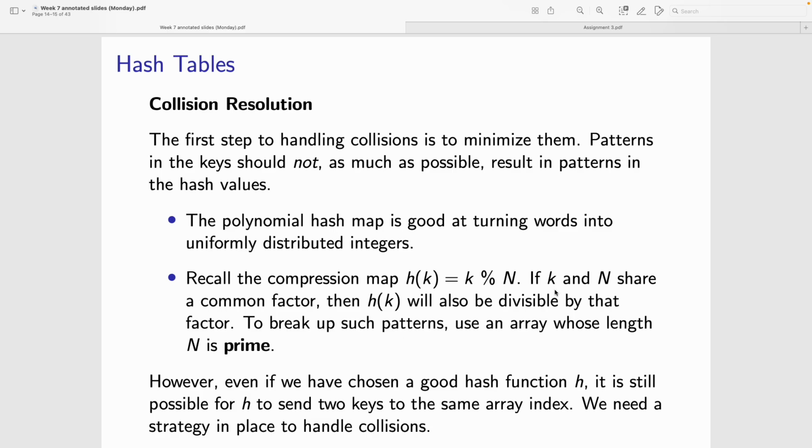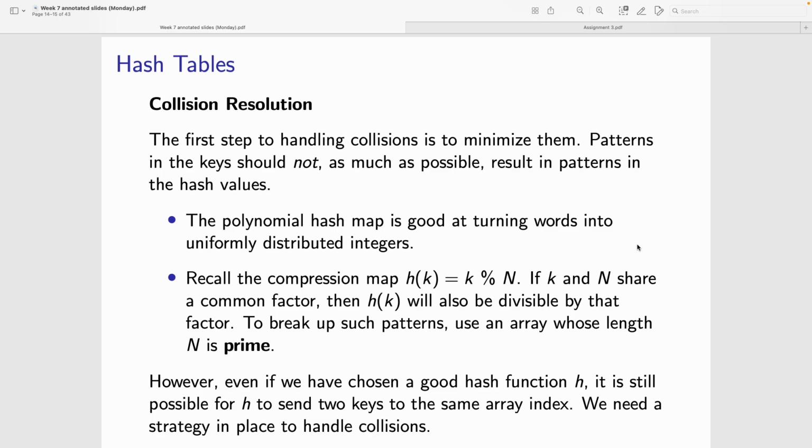So if k, the key, and n, the array length, share a common factor, then h of k will also be divisible by that factor. And then once you do that extra modulo operation, you'll probably end up with the exact same array index for different keys that are divisible by the same factor.